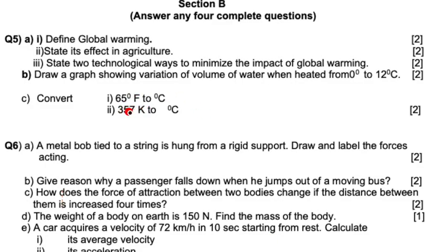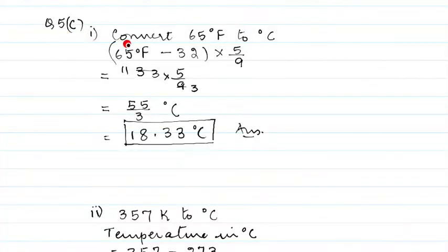Question number 5C, convert 65 degrees Fahrenheit to degrees C and 357 Kelvin to degrees C. Now this is part of our chemistry syllabus also, so you should be knowing about it. This however is the part of our 8th standard syllabus. Nevertheless, we know how to answer this.